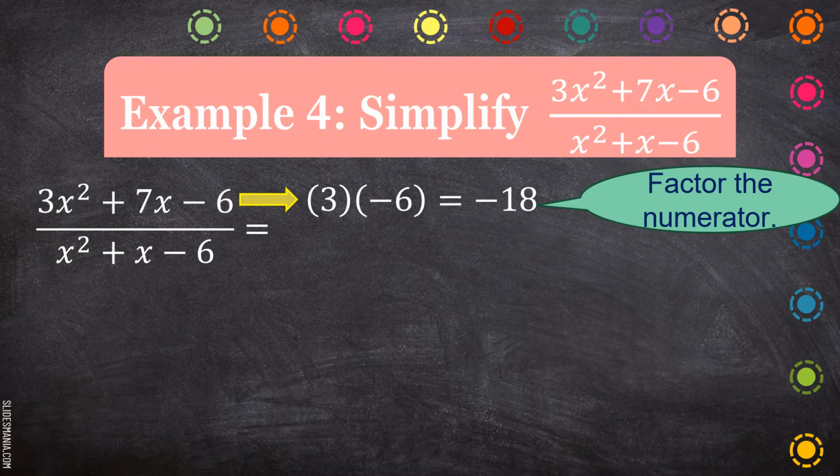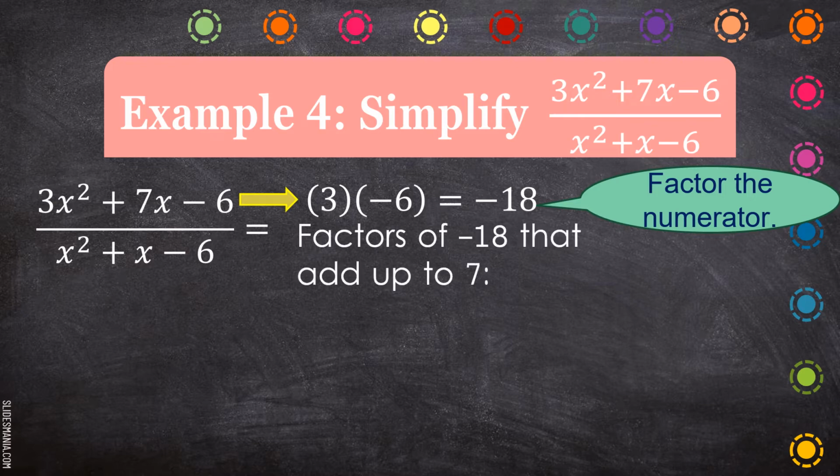And then we have to find factors of AC that add up to B. So AC is negative 18, B is positive 7. So therefore, we have to find factors of negative 18 that add up to 7.